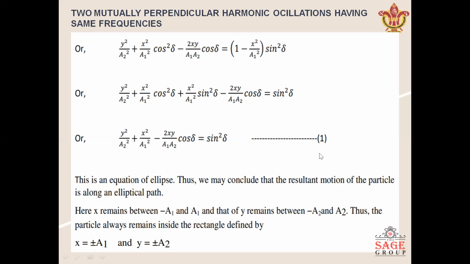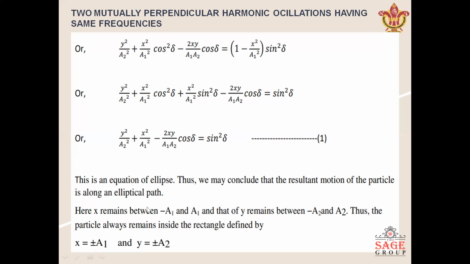So this is the equation for the Lissajous figure. Now this is an equation of an ellipse. You can see that this is the equation of an ellipse. Thus, we may conclude that the resultant motion of the particle is along an elliptical path. So when there are two mutually perpendicular simple harmonic motions in x and y directions, we will get an elliptical curve or elliptical figure, and this figure is called the Lissajous figure.